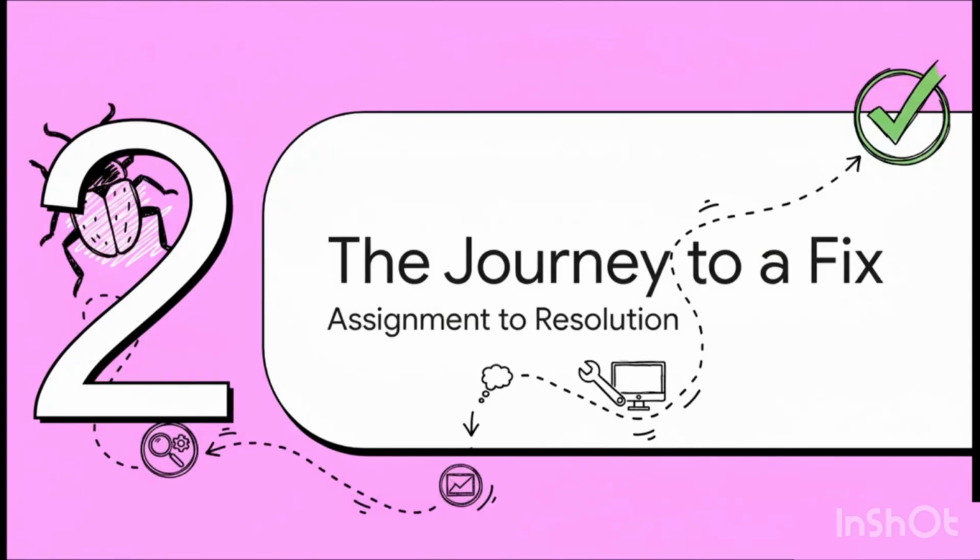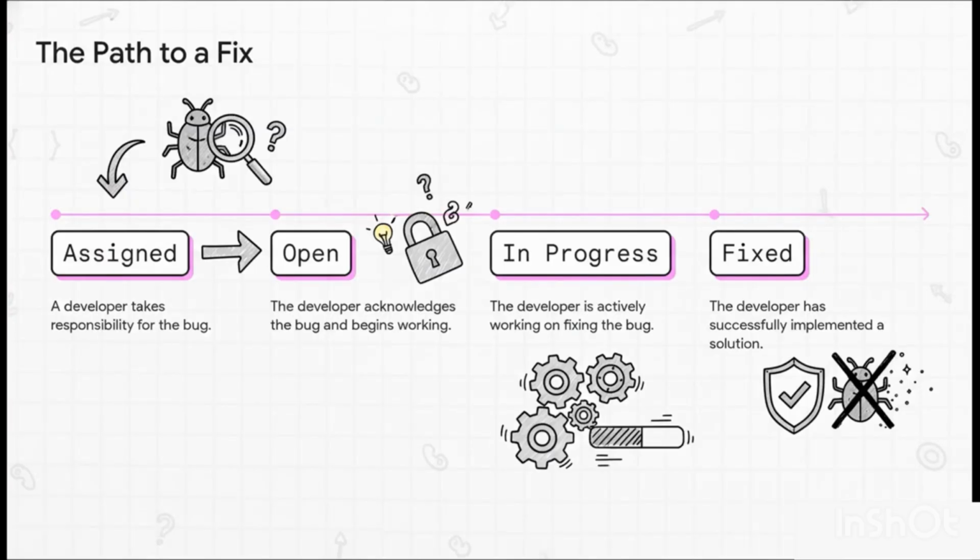Okay, so with a solid case file in hand, our bug now officially enters the system. It starts its journey through the development workflow, a really structured path that, if everything goes right, leads to its elimination. This right here is basically the roadmap for the bug's journey to resolution. It starts when it's assigned to a developer, then it's opened, worked on, and finally marked as fixed. So let's take a closer look at each of these critical stages.